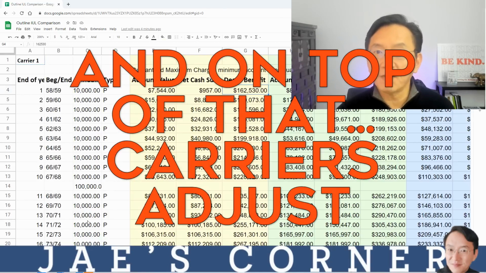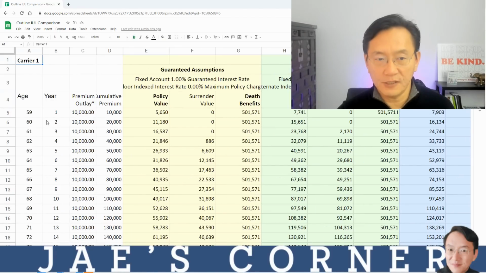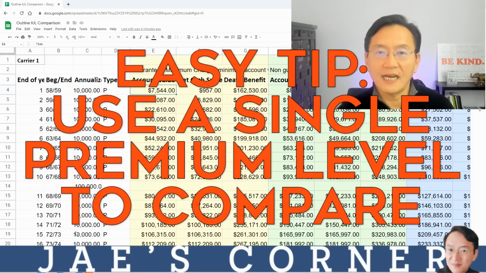But from death benefit alone, you can clearly see here that carrier 1 has a much higher death benefit for a fixed number of dollars. If I use that same set of dollars, you can see a lower death benefit. Let's get on to the second segment.